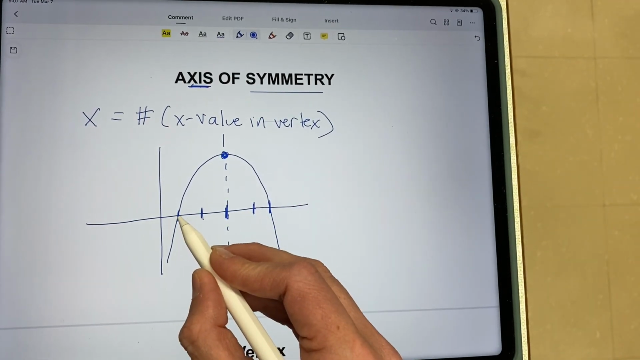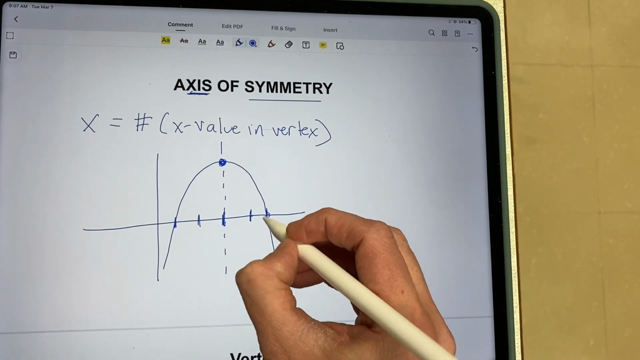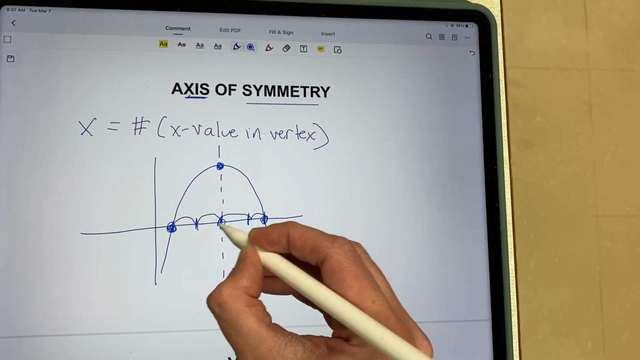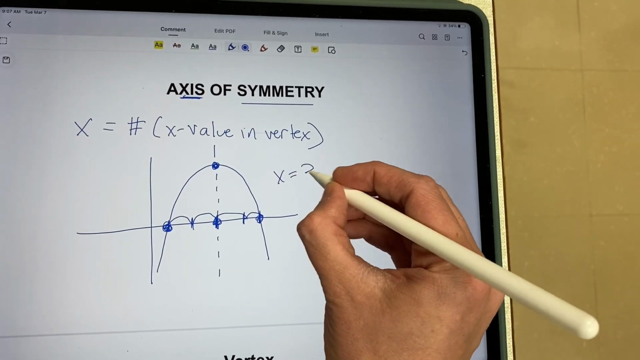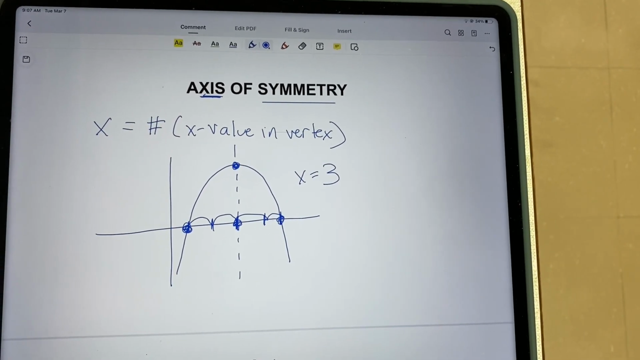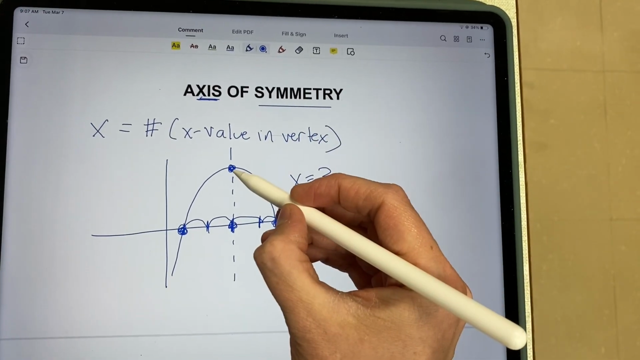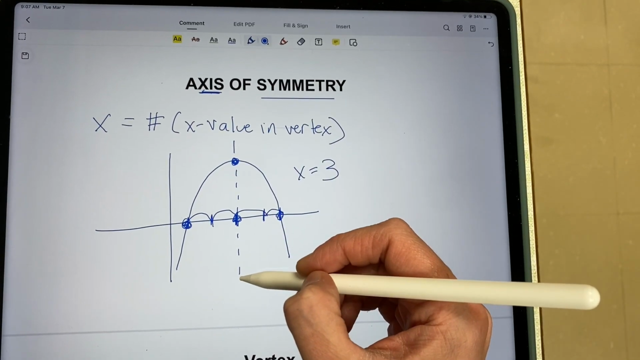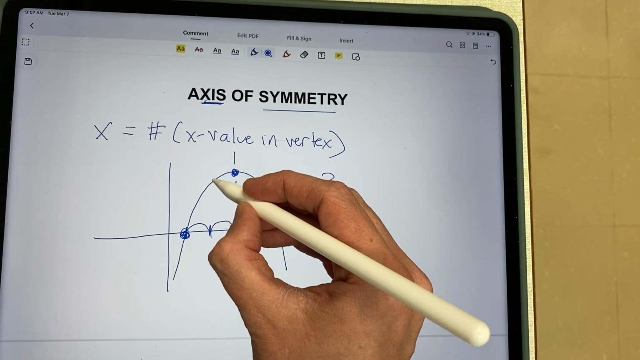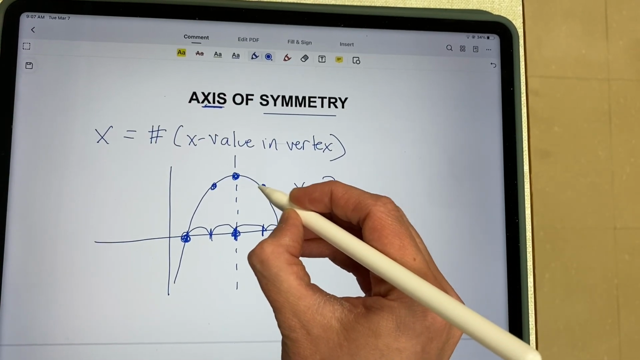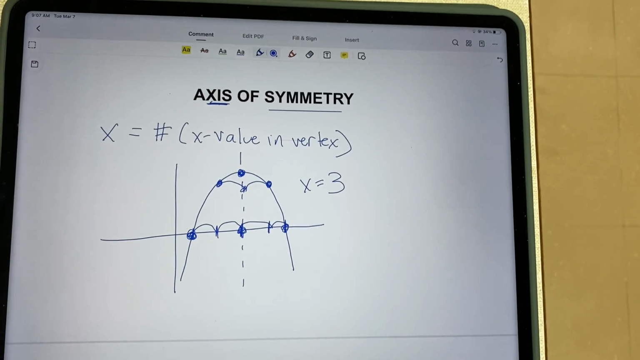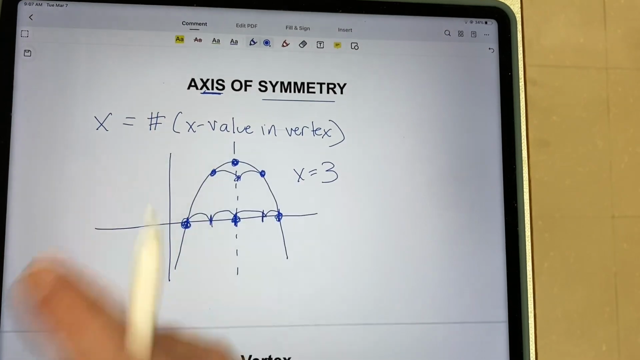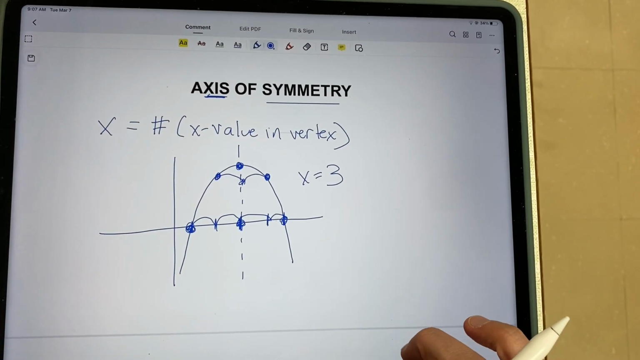So if this was at 1 and this was at 5, halfway between those would be 2 this way, 2 this way, so at 3. So in this case, this would be x equals 3. Again, it is the x value in the vertex. It is a dashed line that goes straight up and down. It cuts the graph in half. So no matter where your point is, if you're at this point and this point, they have to be evenly spaced from the axis. That is the axis of symmetry. If you can figure out that it's x equals first, that will knock away half the questions.